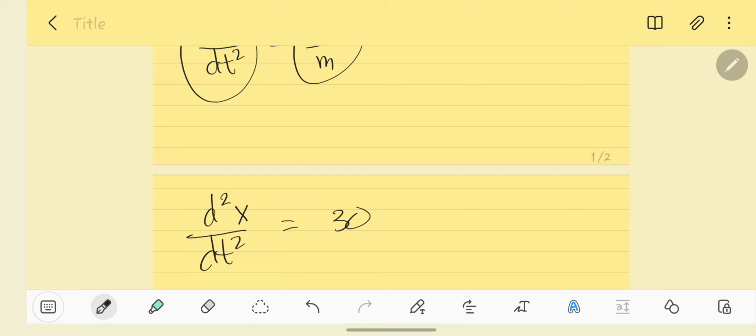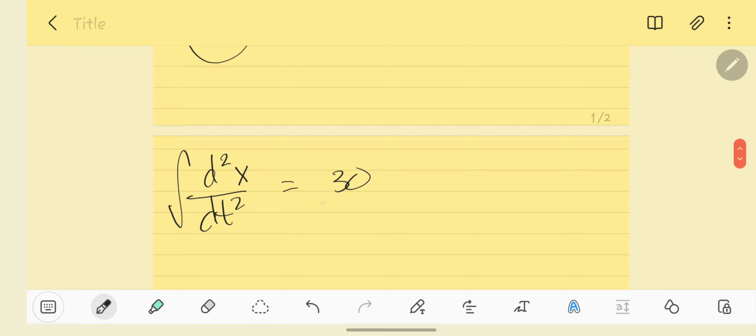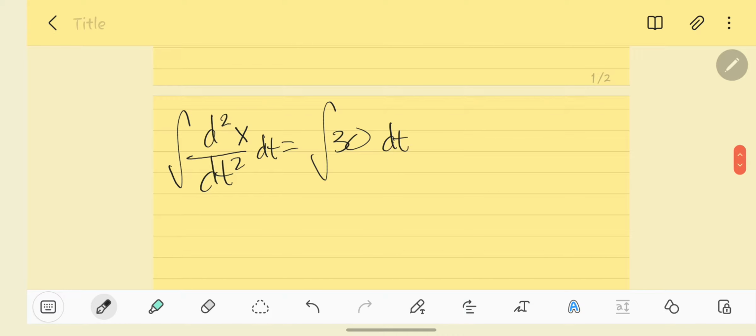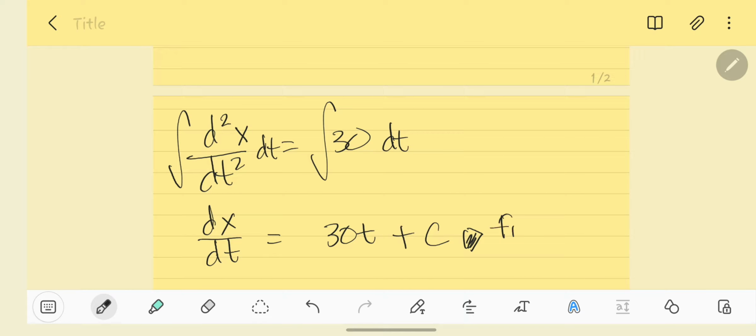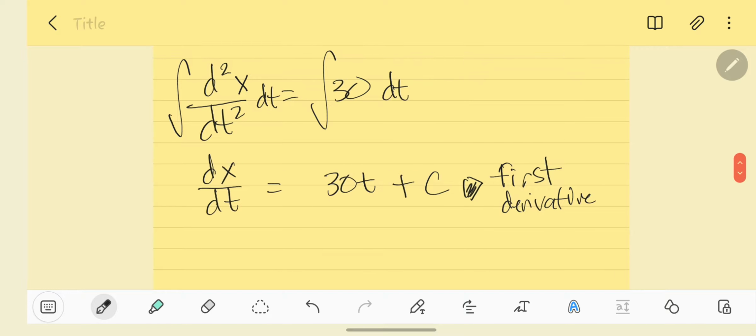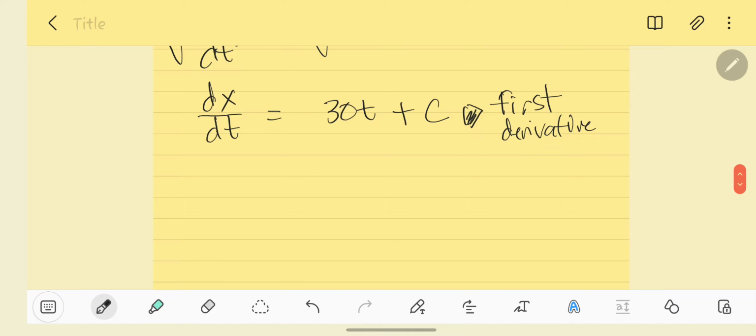Now integrating both sides in terms of t, we should know that dx/dt = 30t + c. Now we have arrived at our first derivative equation. So we have not yet solved for the value of x in terms of t. So let's try to integrate the equation. dx/dt is equal to the integral of 30t + c.